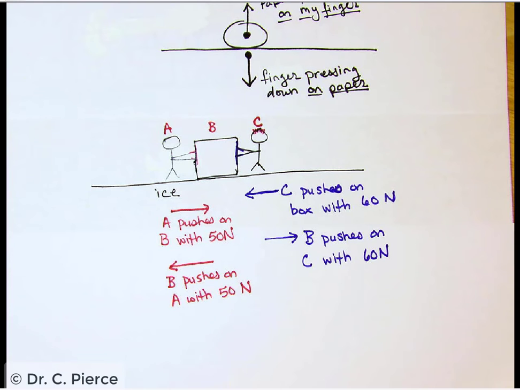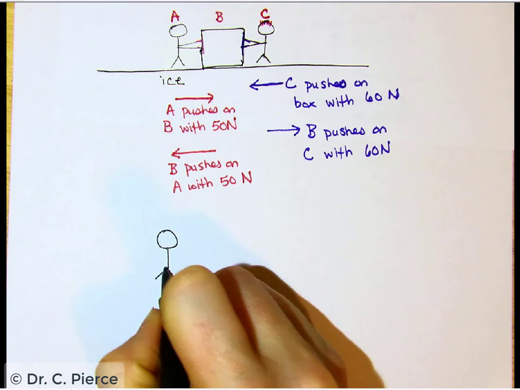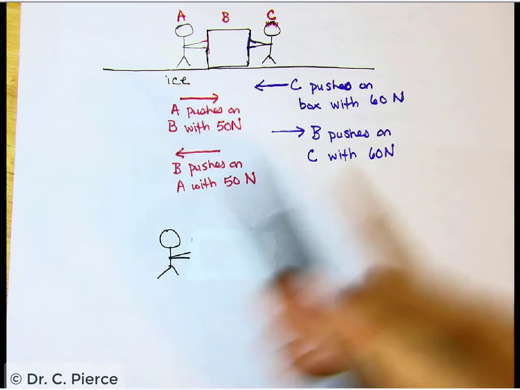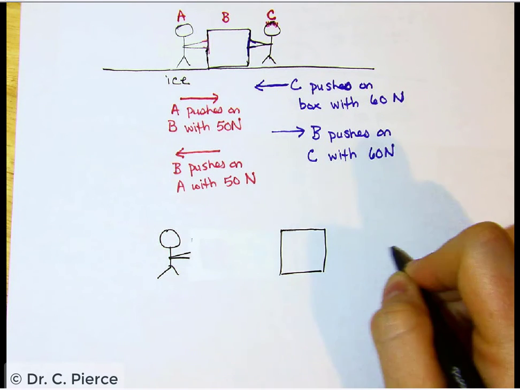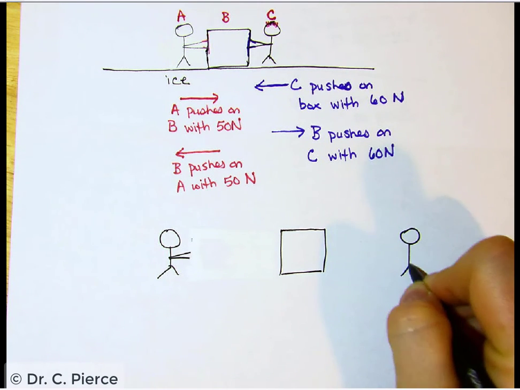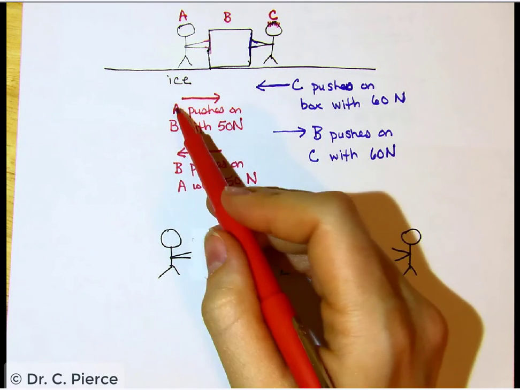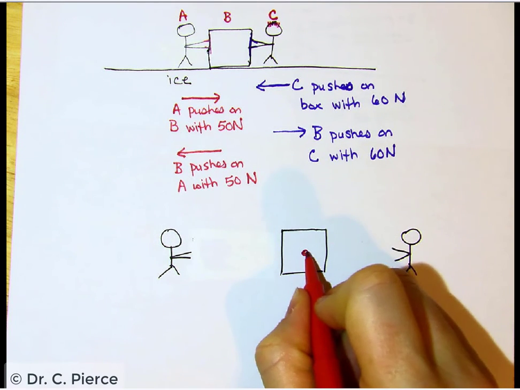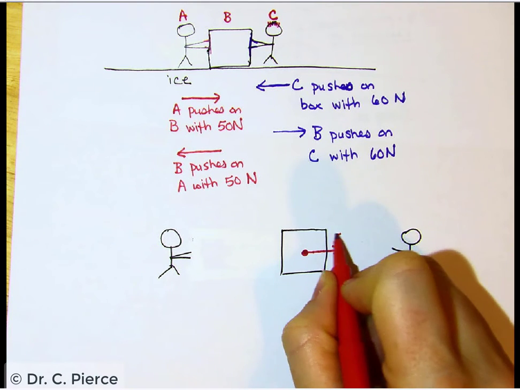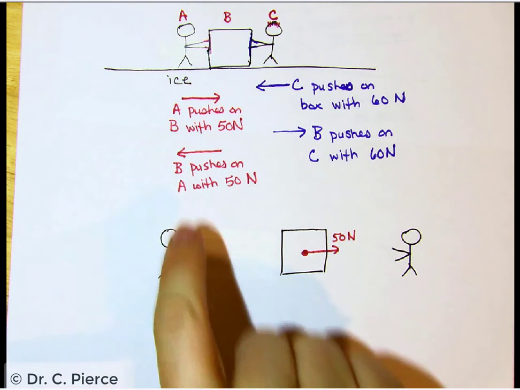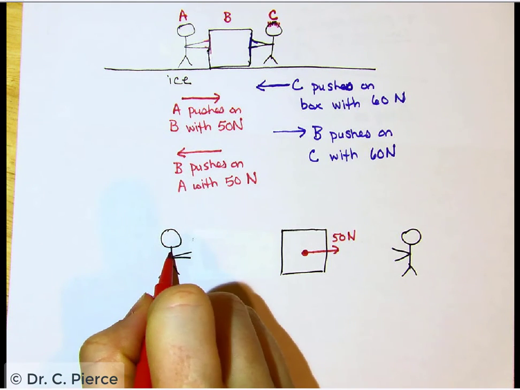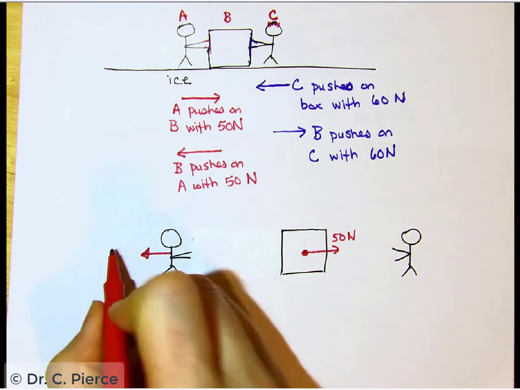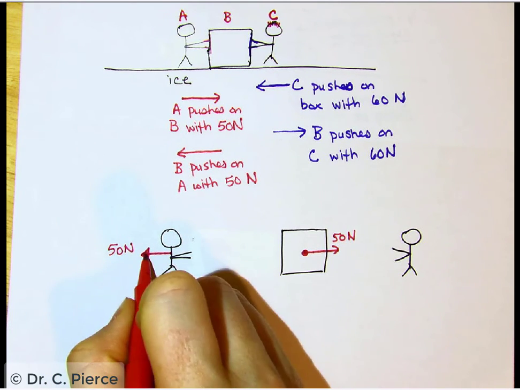Let's pick those arrows up and redraw them on top of the objects. So person A, and I'm going to separate them a bit so my figure doesn't get too crowded while I'm drawing all these arrows. Alright, so the box is going to get pushed with 50 newtons. So the box feels a 50 newton push this way. The box pushes on the person with 50 newtons. And that is just from Newton's third law. The person pushes on the box, the box pushes on the person.